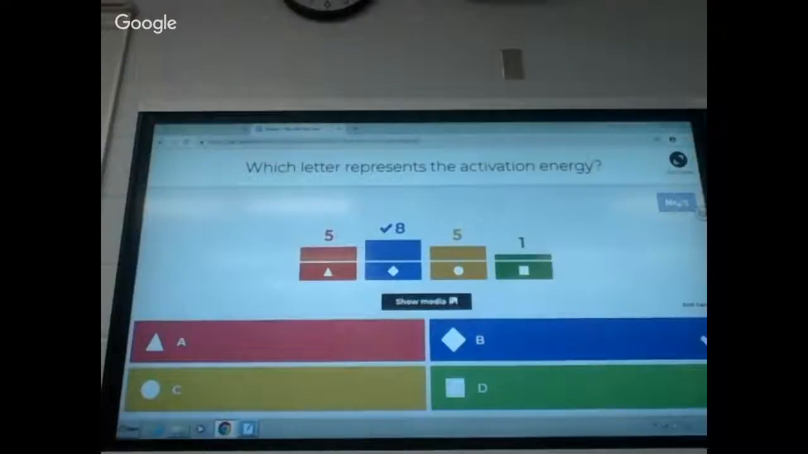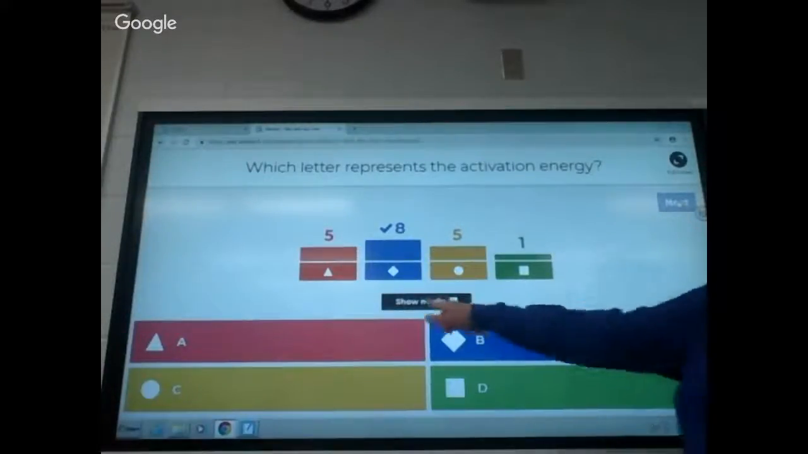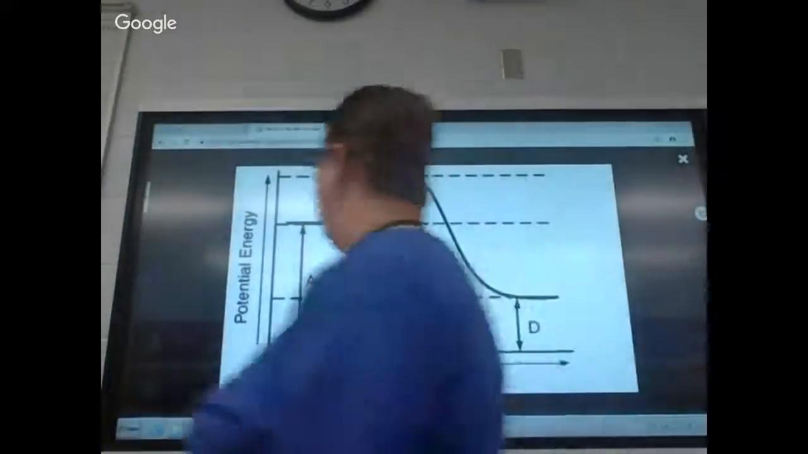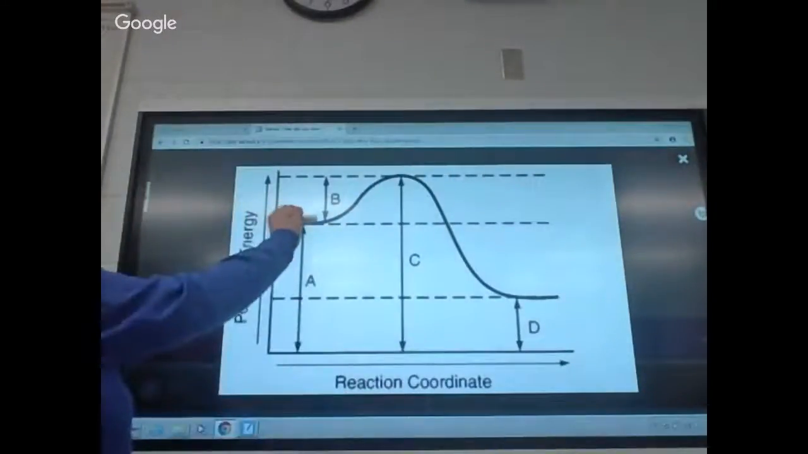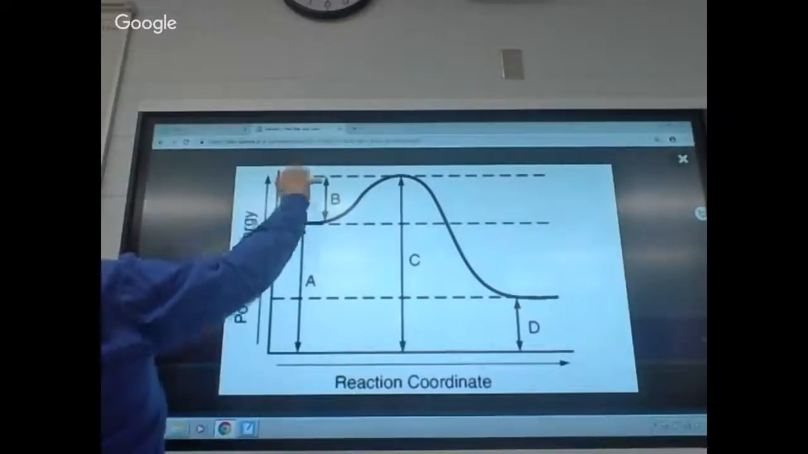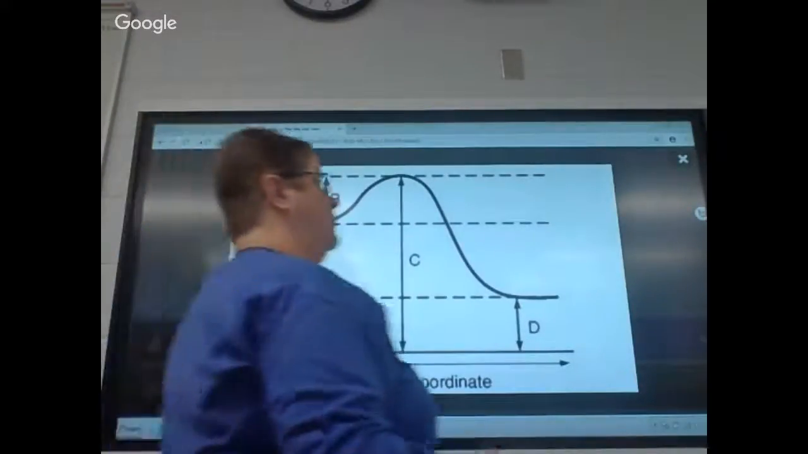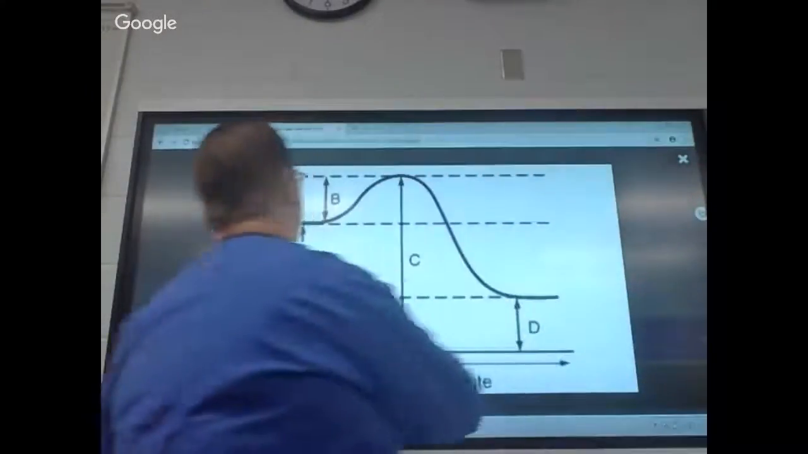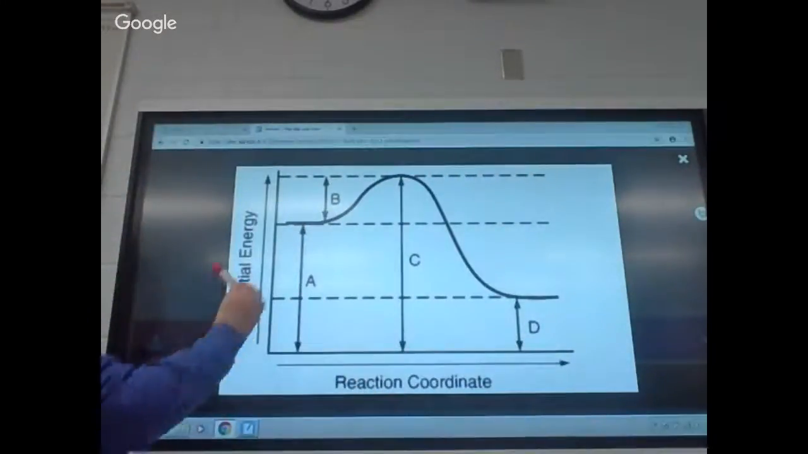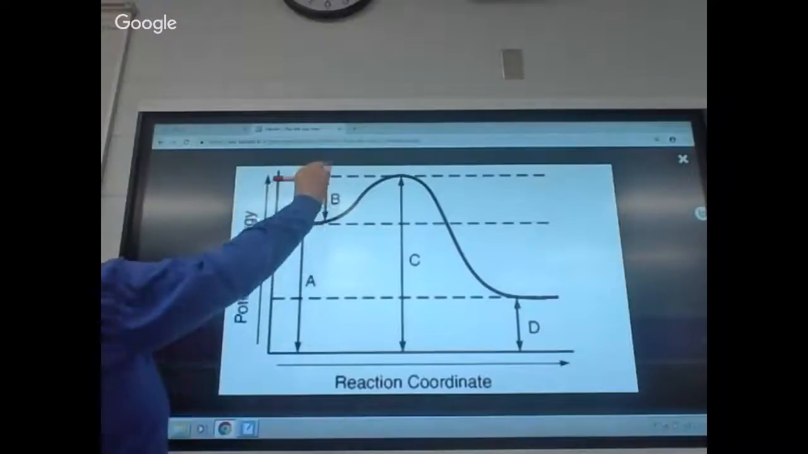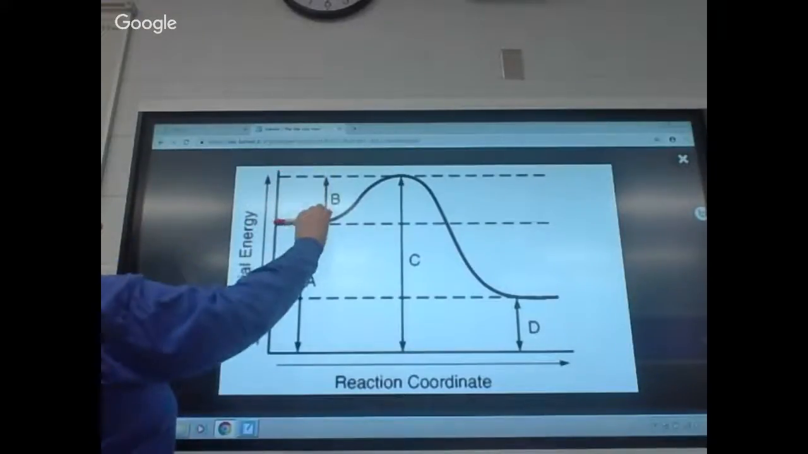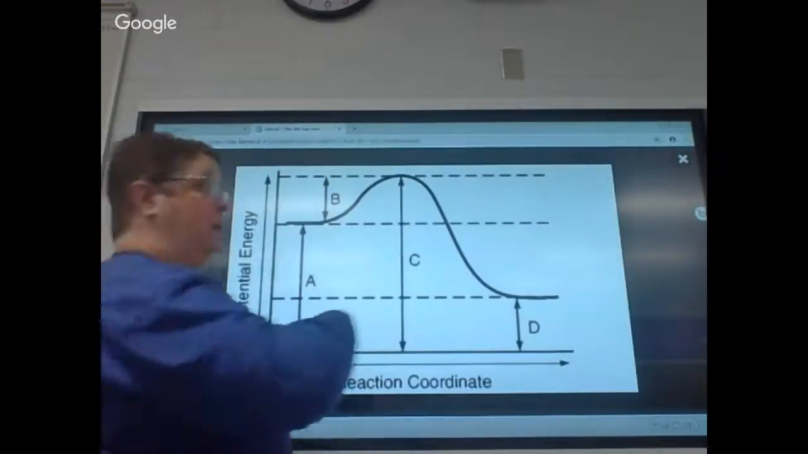All right. So when you look at that graph, activation energy has to go from where to where? The starting point. The reactants to where? To the top. So from the reactants to the top puts us at B. From the reactants are where? Here. To the top is there. So the reactants to the top would be B.